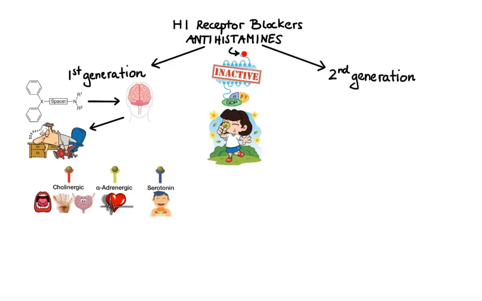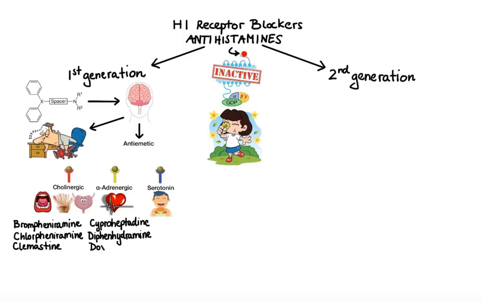On the positive side, blockade of central histamine and acetylcholine receptors seems to be responsible for antiemetic and anti-nausea effects. Examples of first-generation H1 antihistamines include brompheniramine, chlorpheniramine, clemastine, cyproheptadine, diphenhydramine, doxylamine, hydroxyzine, meclizine, and promethazine.